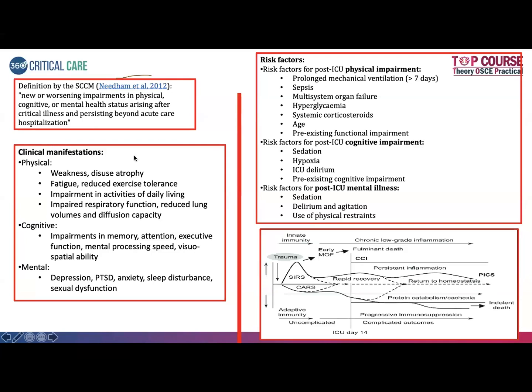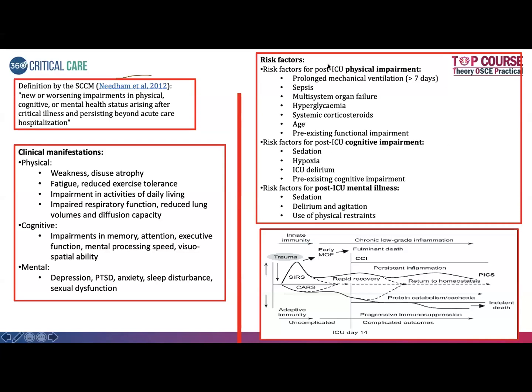The three domains are physical, cognitive, and mental. Physical is due to weakness, disuse atrophy, reduced exercise tolerance, and impairment of activities. Lung diffusion volumes and capacity will come down. In the cognitive domain, memory will go down, with attention deficit, reduced mental speed, and impaired visual-spatial ability. Mentally, the patient can be depressed. The patient can have post-traumatic stress disorder, anxiety, sleep disturbance, sexual dysfunction, and so on.